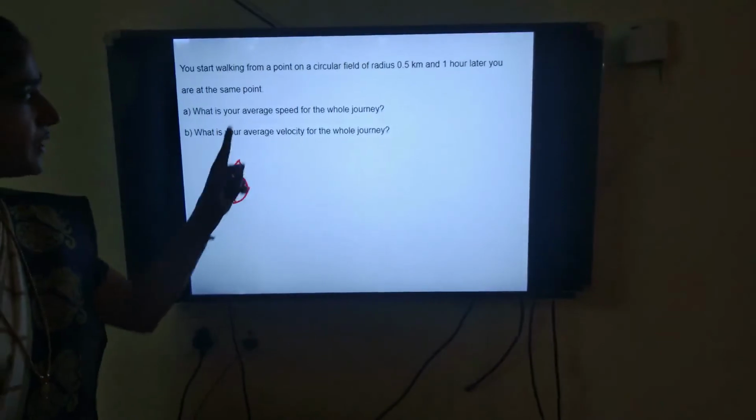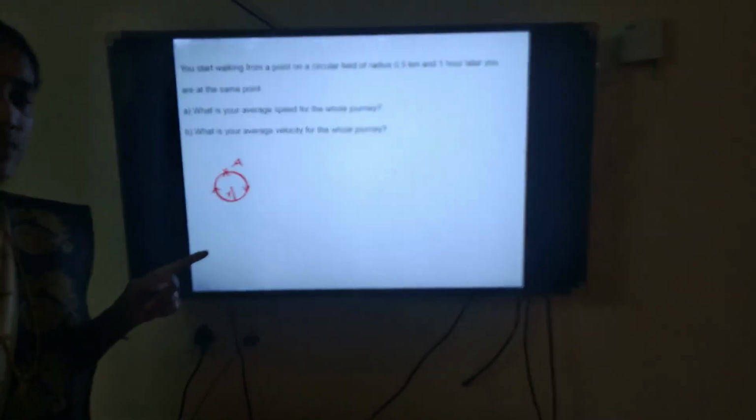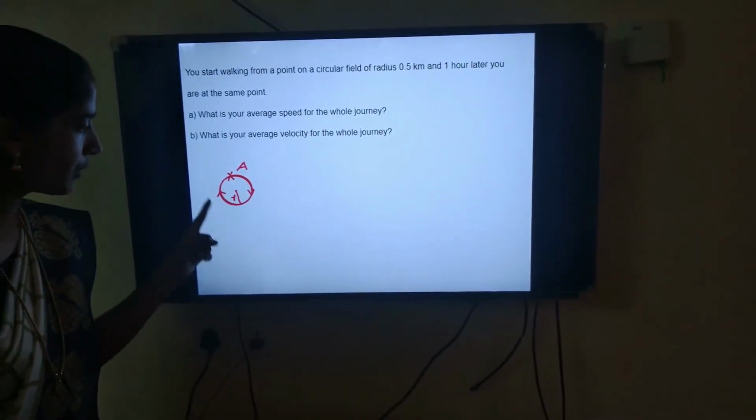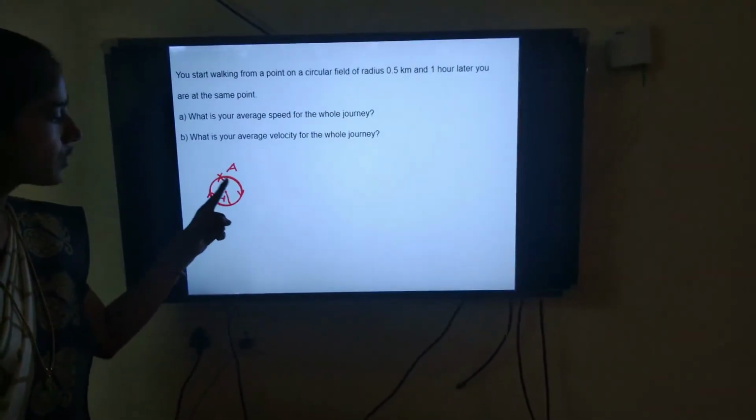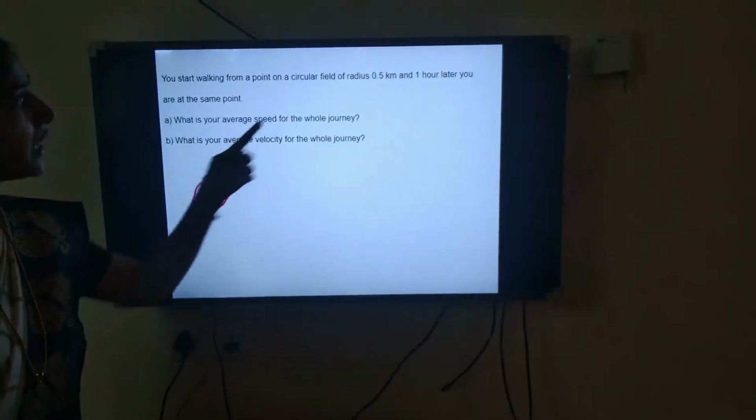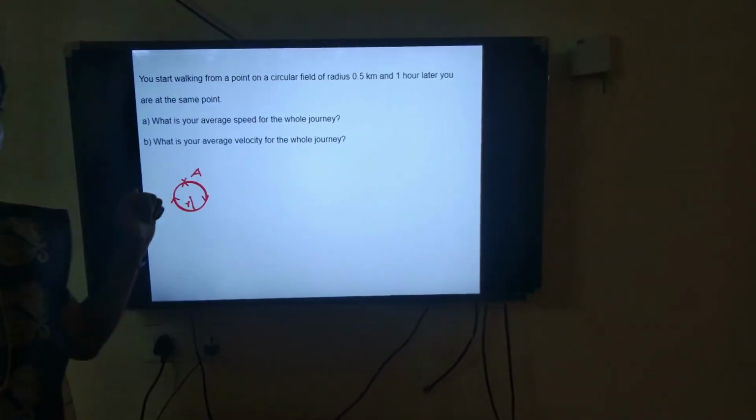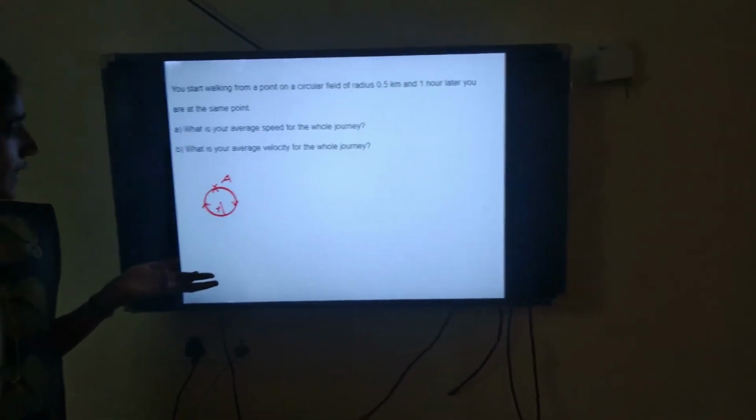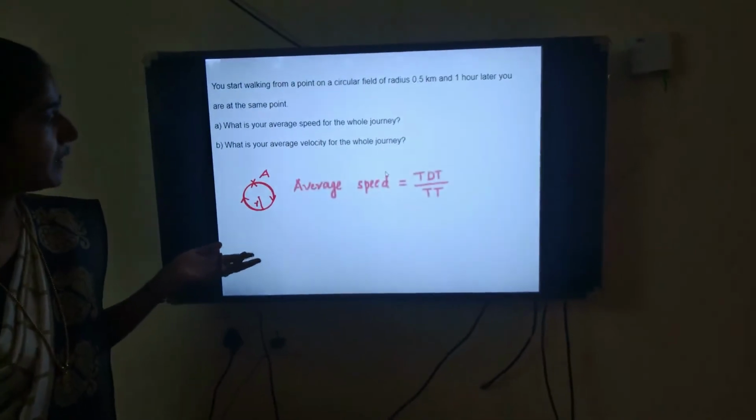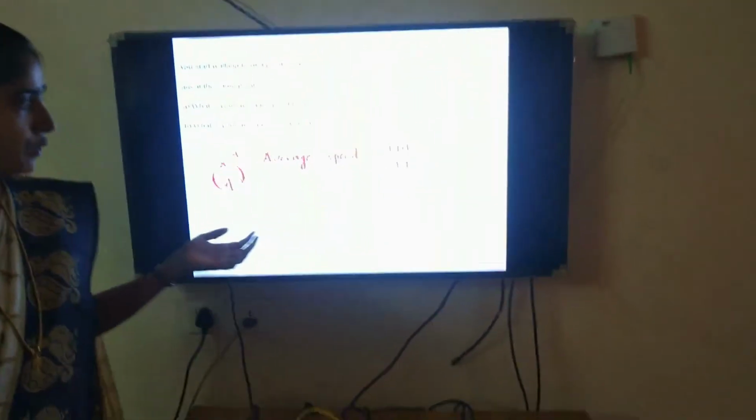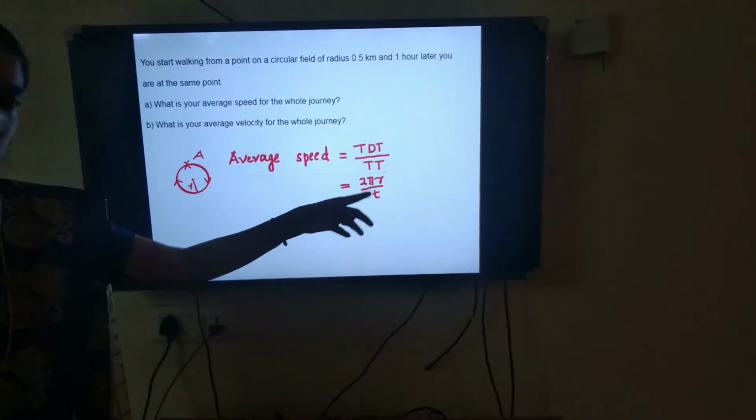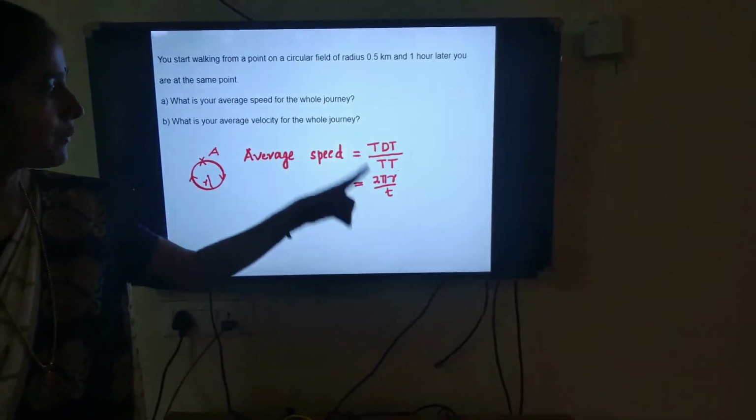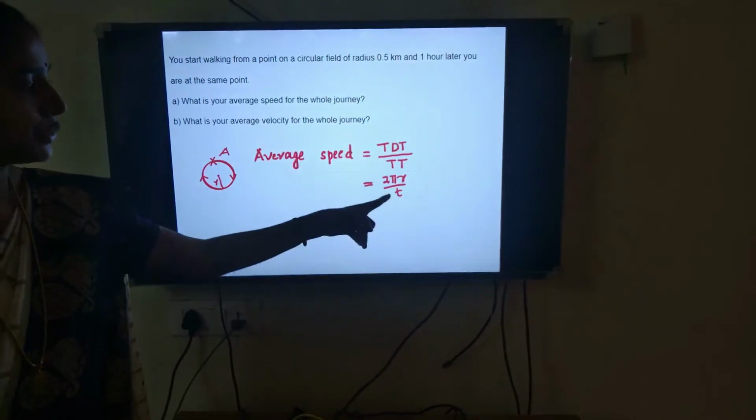And the question is, what is the average speed of the journey? And what's the equation for average speed? Total distance travelled by total time. And what is the total distance travelled here? 2 pi r. And total time, let us take it as t. And what is the radius of the path? 0.5. So let's put the values. Before that, let me show you the equation for average speed. Average speed is total distance by total time. Since it is a circular path, the distance travelled is 2 pi r. And instead of r, you can put 0.5. And instead of t, you can write 1.